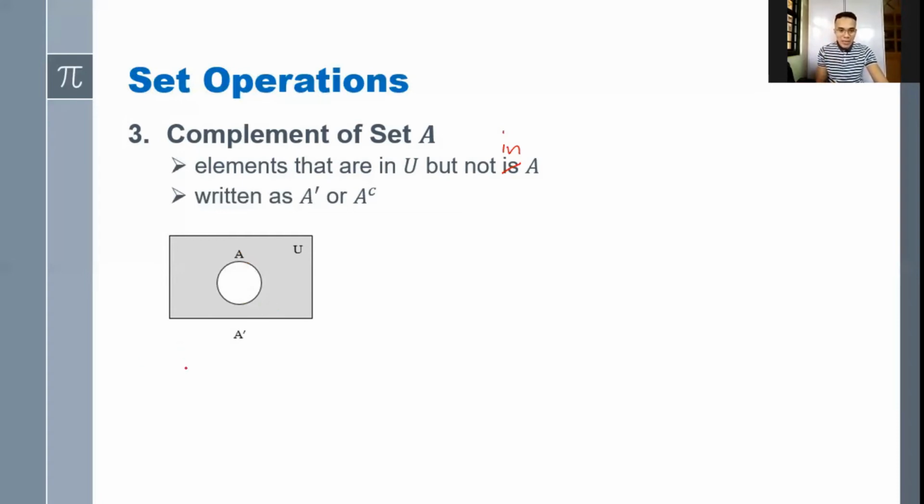Meaning to say, the combination of A and its complement, which we write as A union A prime, is equal to the universal set. When you combine A and its complement, the result is the universal set. Another thing is A intersection A prime. If we get the common elements of set A and its complement, the answer is always the null set. Meaning to say, these two sets are always disjoint sets, and it is always the case.